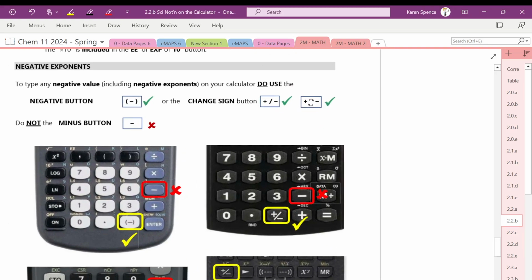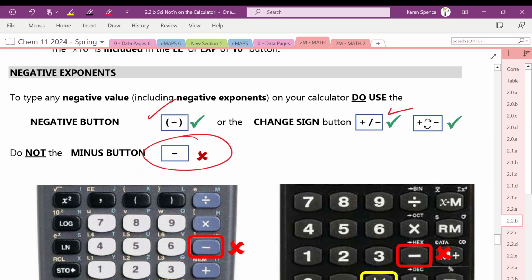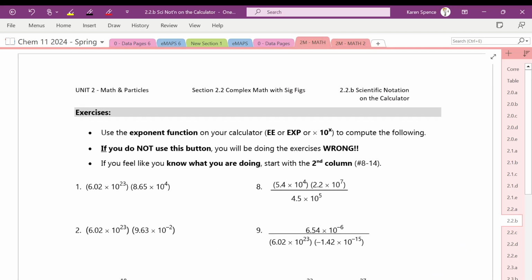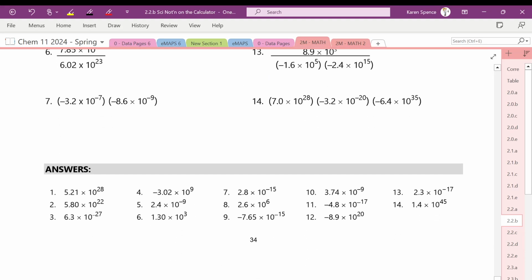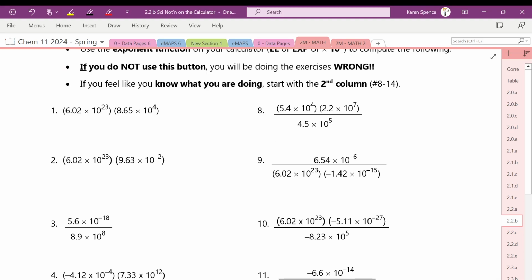Negative exponents, make sure you're using either this button or this button, but don't use the subtract button. It does something slightly different. Sometimes you might be okay and other times you might not. All right, there are some exercises on page 34 that I would like you to give a go. Page 34.